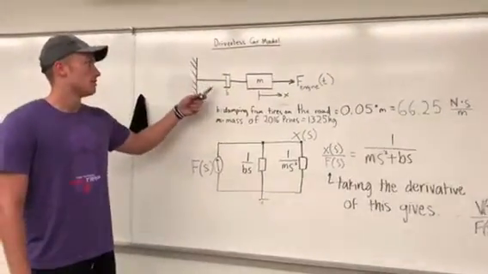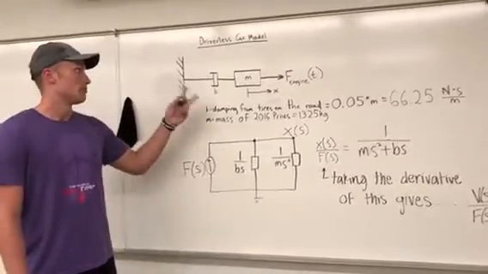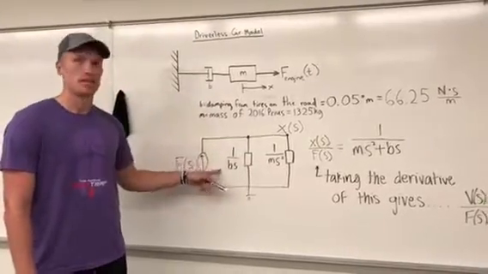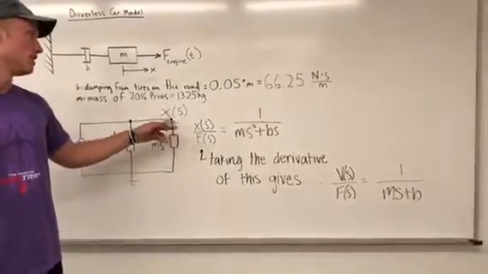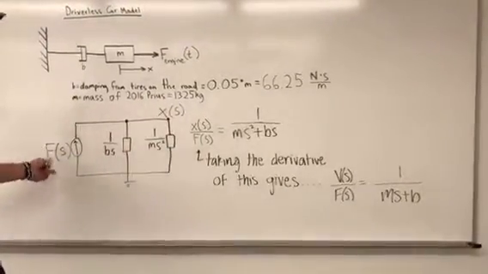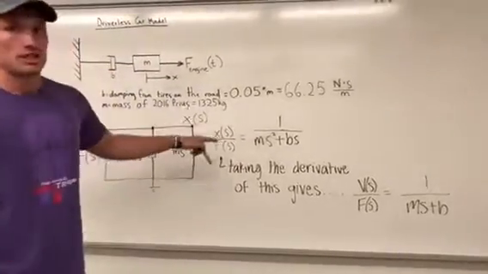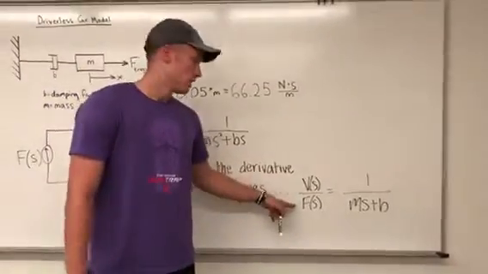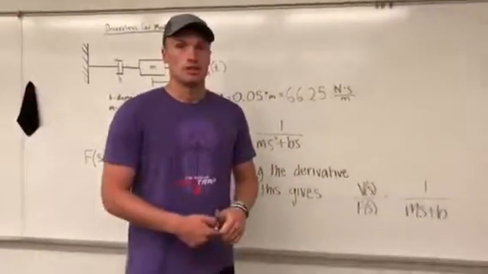So we converted our mass damper system into an impedance diagram, which you can see here. And the impedance of a mass is 1 over ms squared, and the impedance of the damper is 1 over bs. So from this diagram, we solve for the transfer function, which is X(s) over F(s), and that was 1 over ms squared plus bs. And then that's the position transfer function. So we took the derivative of that to get the velocity transfer function, which is 1 over ms plus b. And that is the transfer function that we're going to use in our final feedback system.